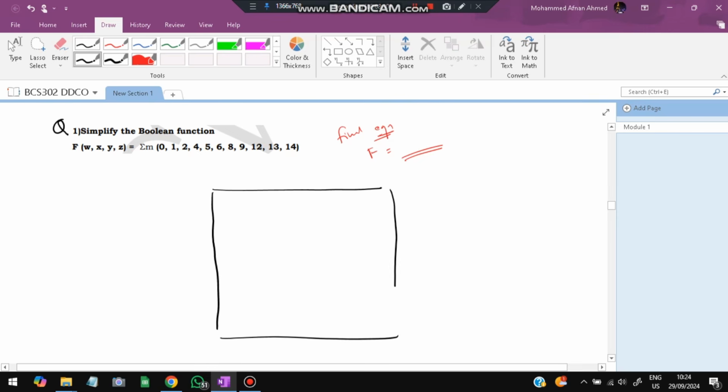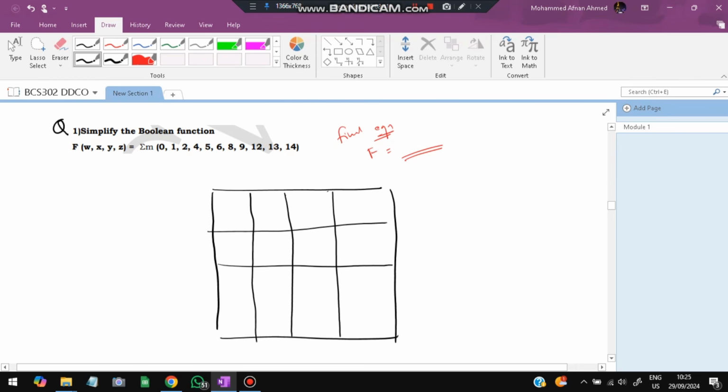So you just draw a square here and divide it into 4 columns and 4 rows. After that you have to write here, what are the variables? w x y z, right? The first two variables come here, the next two variables come here, and here you will be writing it using the gray code. It is 0 0, 0 1, 1 1 and 1 0. The same thing goes here as well, 0 0, 0 1, 1 1 and 1 0.